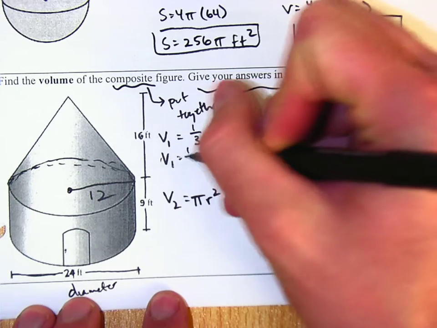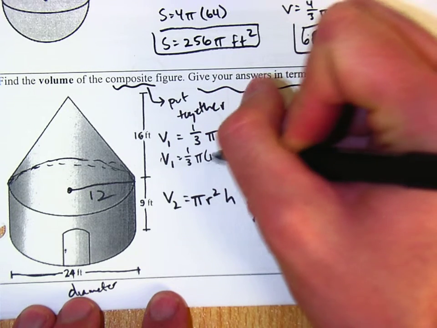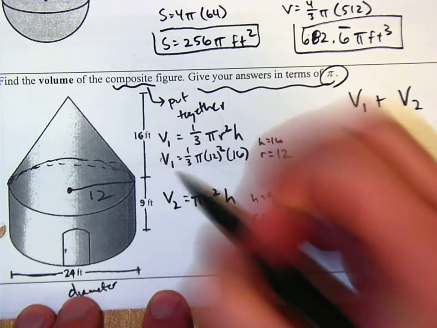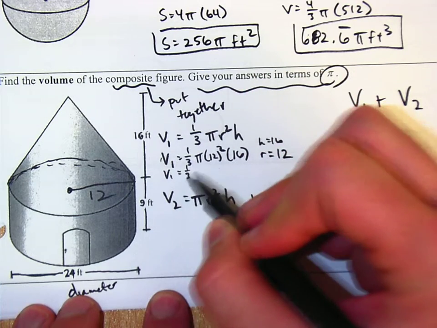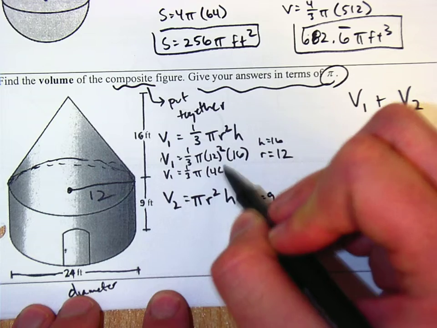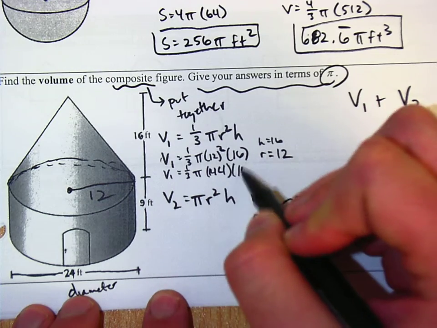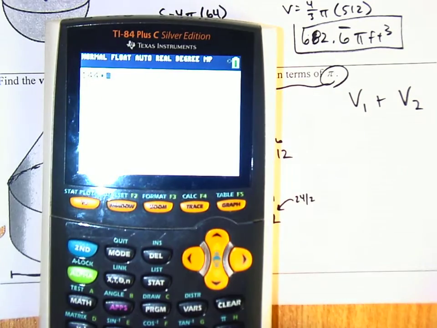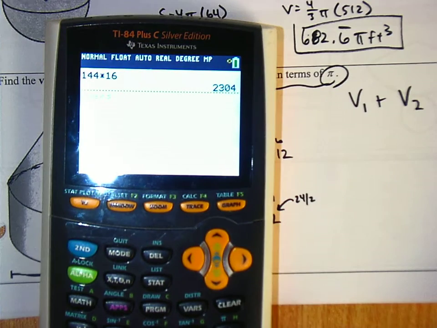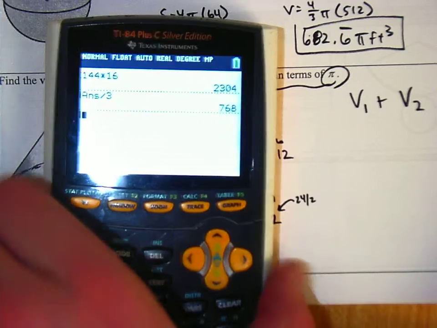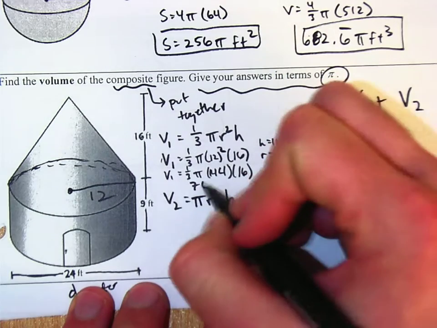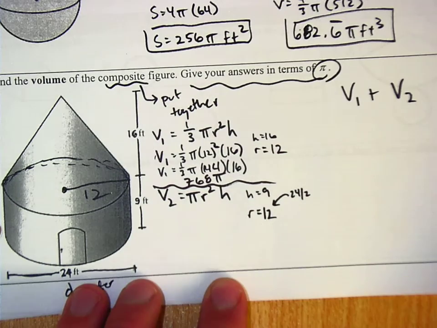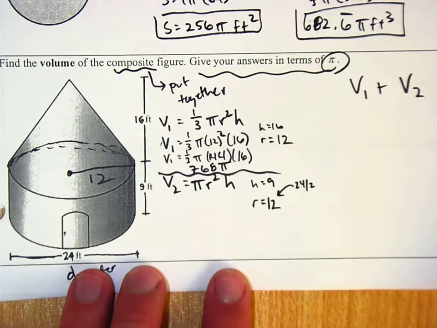The volume of the first one is 1/3 pi 12 squared times 16. Well, V1 is 1/3 pi 144 times 16, and that's something I can plug into my calculator. So 144 times 16 divided by 3, well, that's 768 pi. And that's the volume of the cone, the volume of the first one.